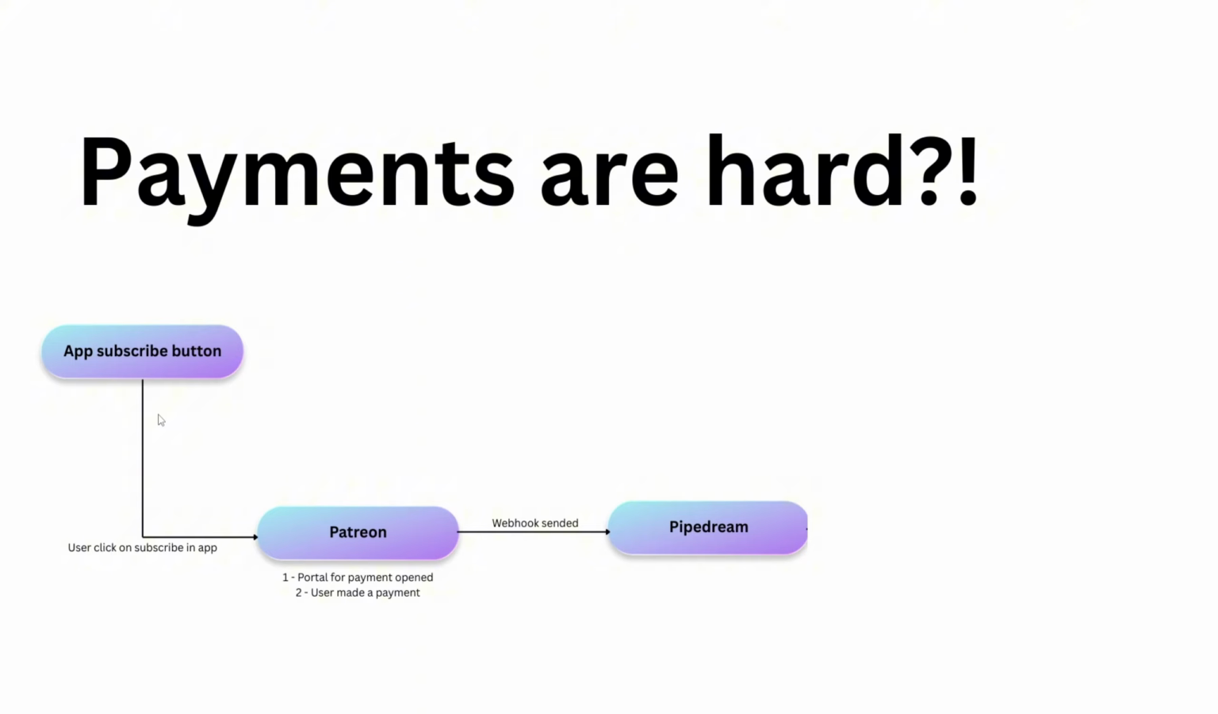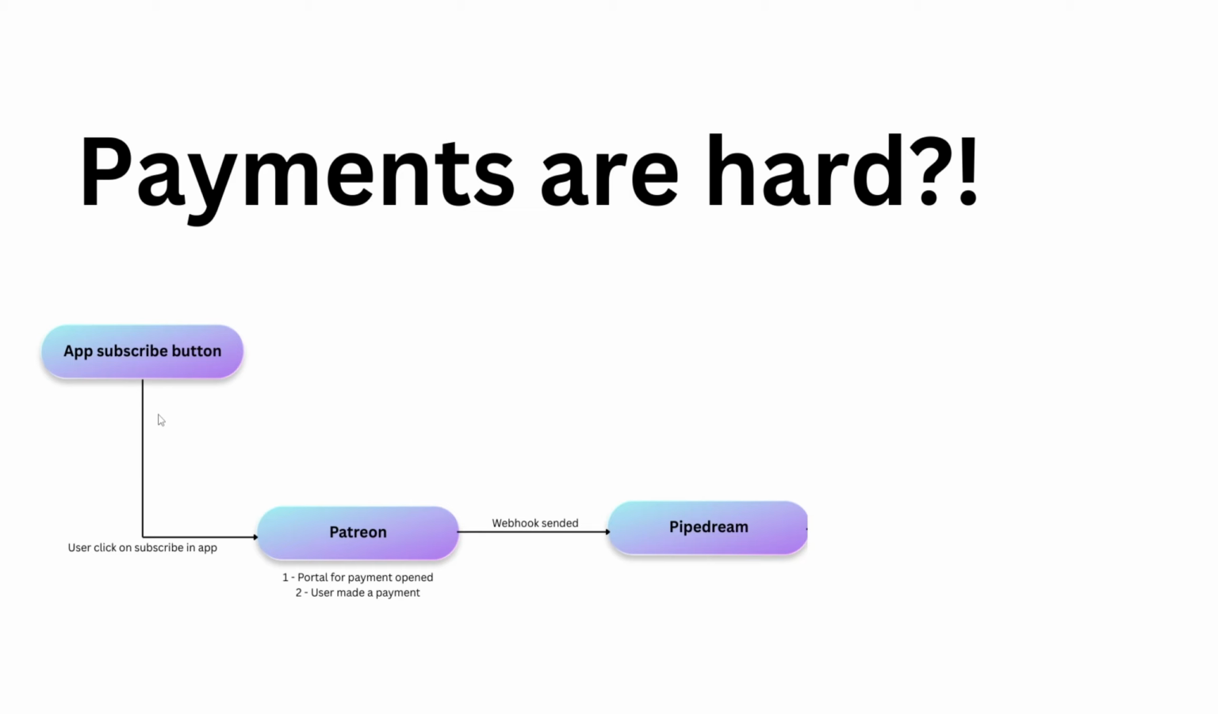You have a button inside your app where the user will purchase your pro plan. So the user clicks on that button and it leads them to the Patreon profile, usually the Patreon portal where they subscribe and the payment is made. After the user has made the payment and successfully checked out there, Patreon sends a webhook.